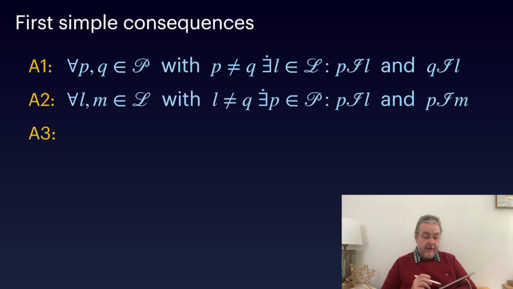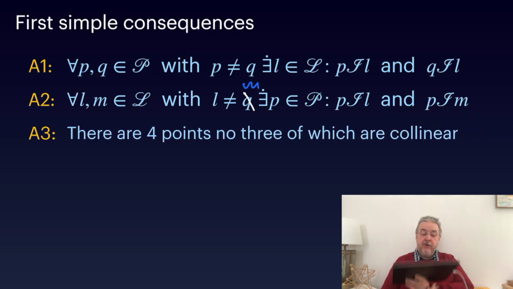Similarly, the second axiom: for any lines L and M taken from the set of lines with L is not the same as M, there exists exactly one point P such that it is incident to both of them. And the third one: there are 4 points, no 3 of which are collinear.